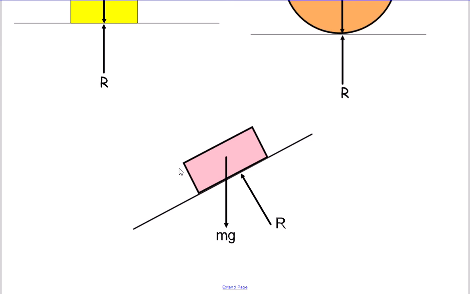And it gets a bit complicated then to do the maths, which is why you don't do it in the first year of mechanics. You'll do it next year, looking at sloping planes. But R always acts perpendicular to the surface, even if the weight is acting downwards and we're on a slope.